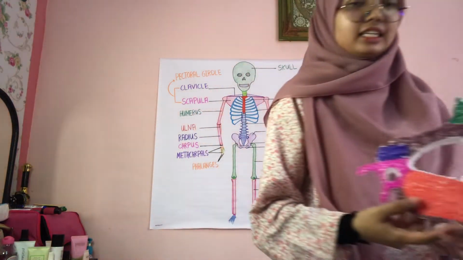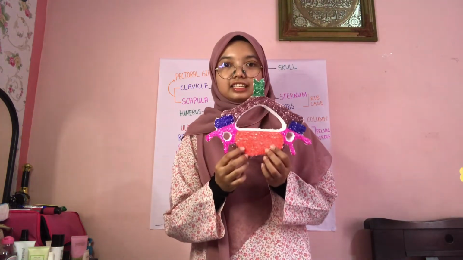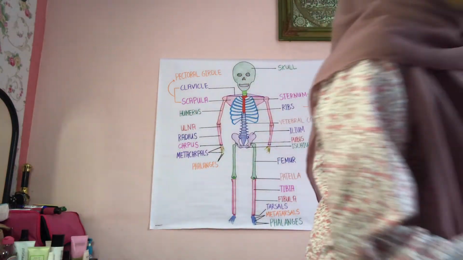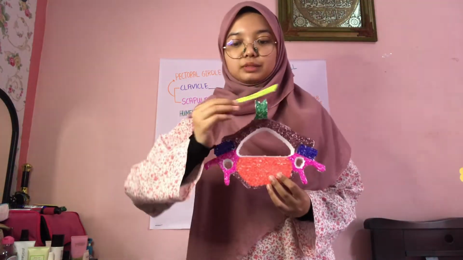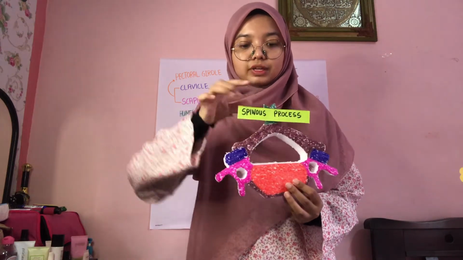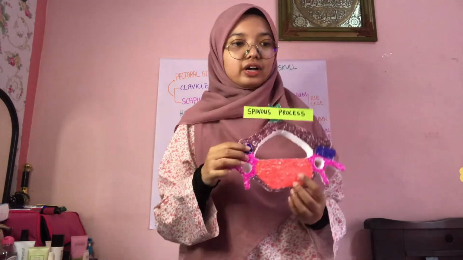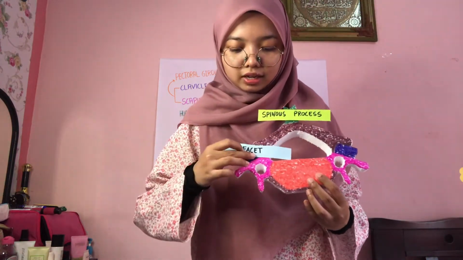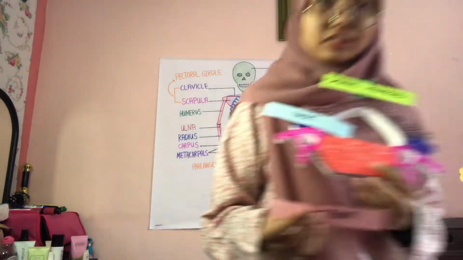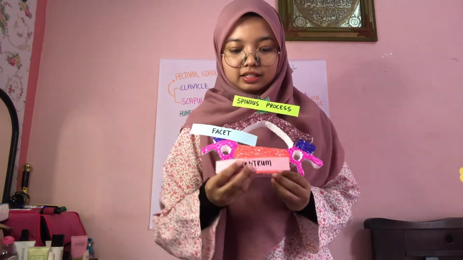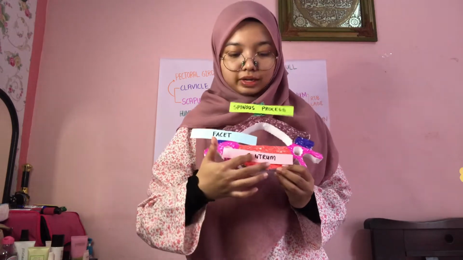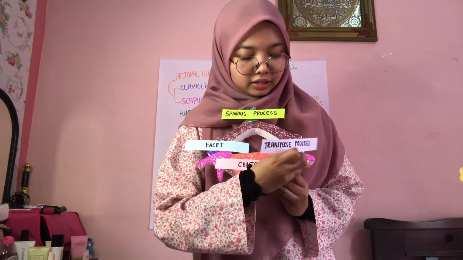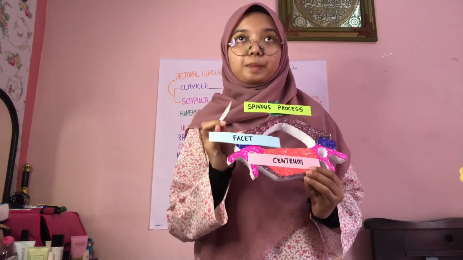Alright. Next, we move to the cervical vertebrae. Okay, this is the last cervical vertebrae, and it has a short spinous process. You can see that it's very short. And here is the facet. The blue one is facet. And small centrum. You guys can see centrum is very small. The orange one, small. And then the transverse process here. Okay, the pink one, transverse process.